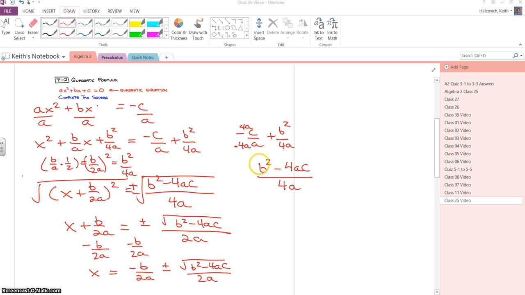Then notice you have a common denominator, so you can make it one big fraction: negative b plus or minus the square root of b squared minus 4ac all over 2a. And that is what is called the quadratic formula.